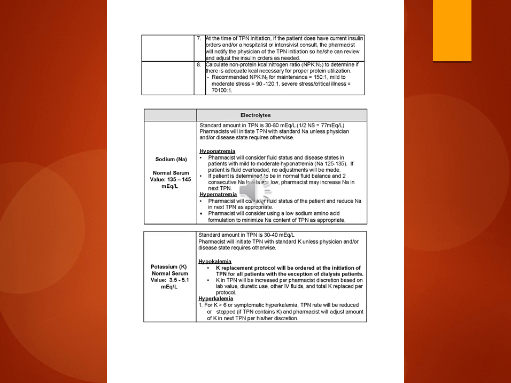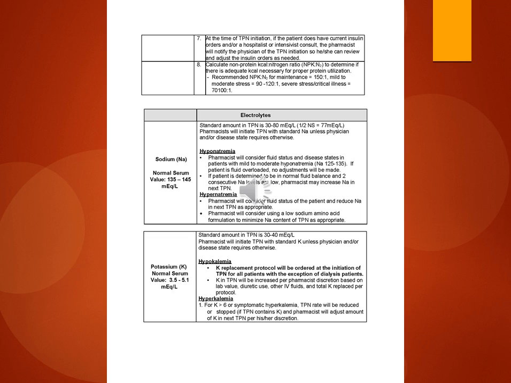Potassium, K. Normal serum value, 3.5 minus 5.1 standard amount in TPN is 30 to 40 mg per liter. Pharmacist will initiate TPN with standard K unless physician or disease state requires otherwise. Hypokalemia. K replacement protocol will be ordered at the initiation of TPN for all patients with the exception of dialysis patients. K in TPN will be increased per pharmacist discretion based on lab value, diuretic use, other fluids, and total K replaced per protocol.